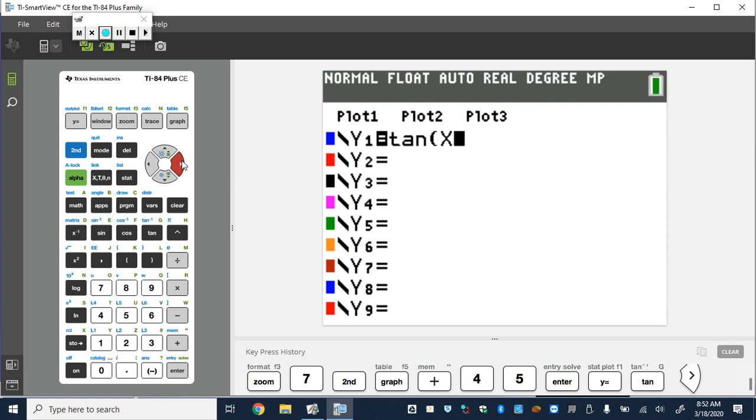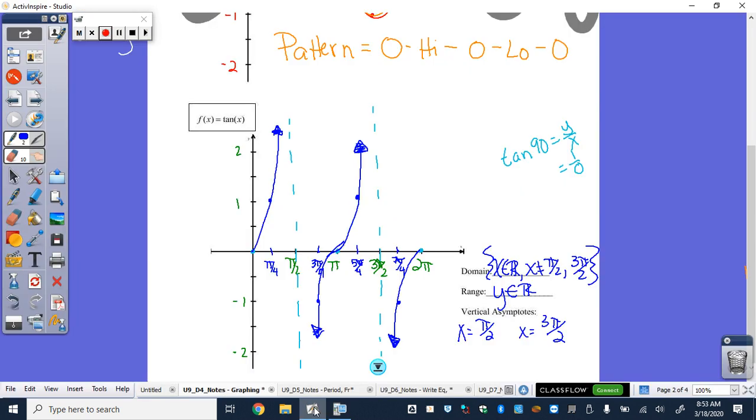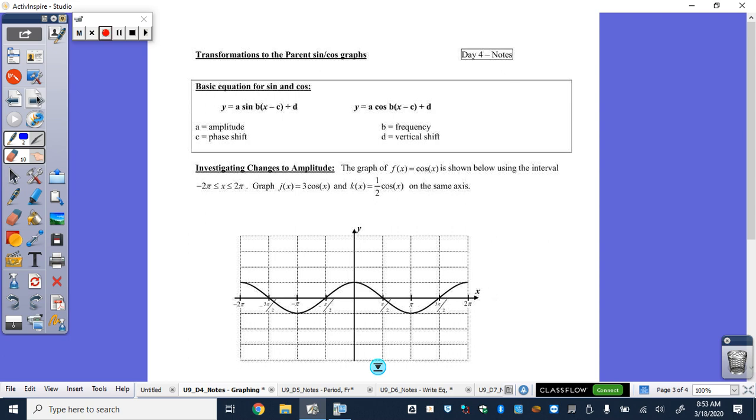Even if I change this to be tangent, look at my graph because it was already zoom trig. Again, you can see right here, there's nothing there. That's your asymptote. This right here, that's your vertical asymptote. There's your vertical asymptote. So that vertical asymptote keeps getting repeated and it keeps following the same shape there. So with the calculator, we can check ourselves to make sure we did it correctly.